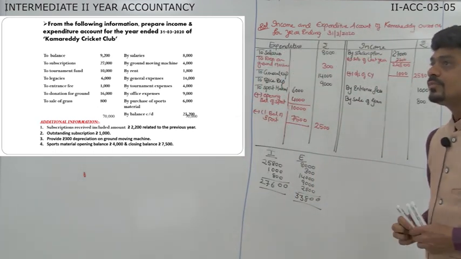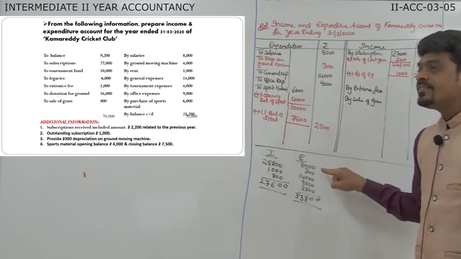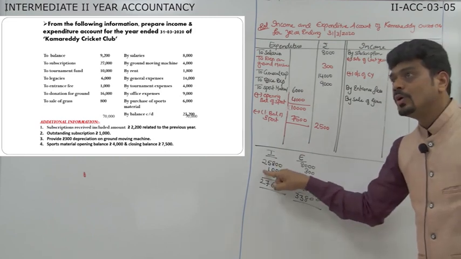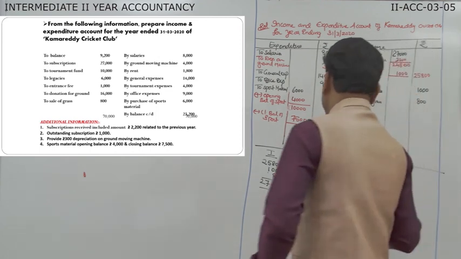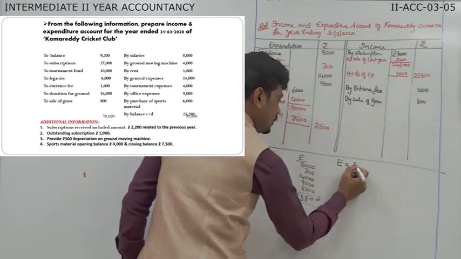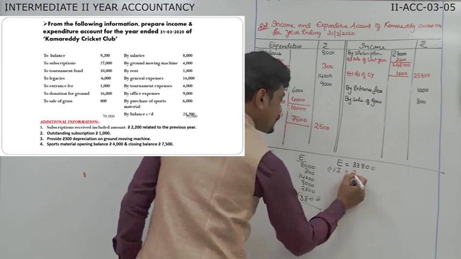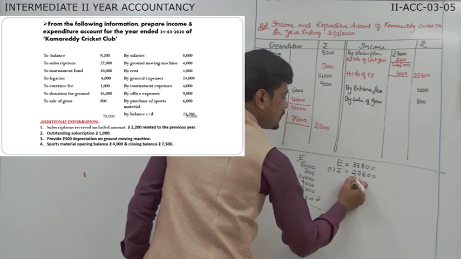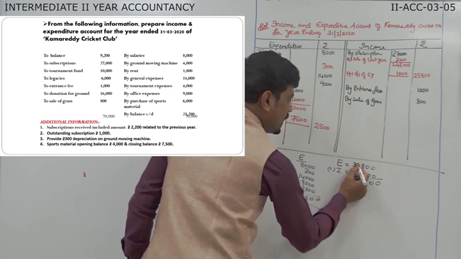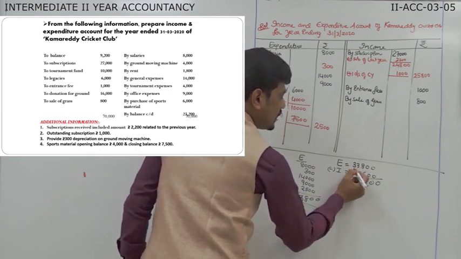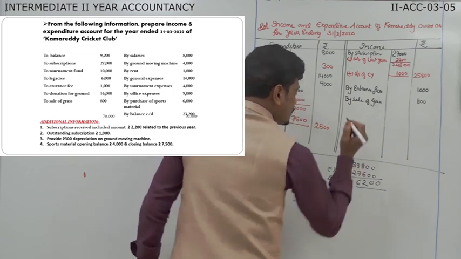If you see here, expenditure is more, income is less. In the last class, income was more and expenditure was less. So here, expenditure is more. Expenditure 33,800 minus income 27,600 gives 6,200. And this is called deficit.